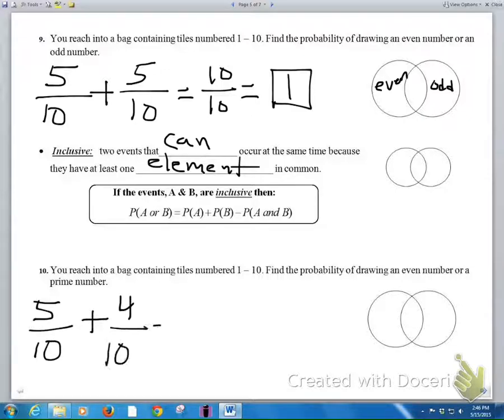So you reach into a bag containing tiles 1 through 10, and find the probability of drawing an even number or a prime number. So there are 5 even numbers, plus there are 4 prime numbers: 2, 3, 5, and 7 are prime, minus the only even prime is 2, so there's 1 overlap. So that's why you have minus 1/10 there.